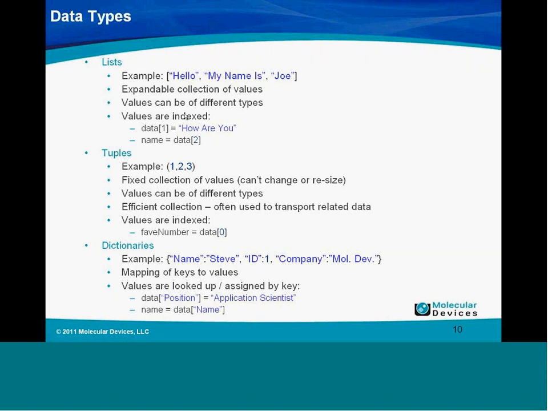A tuple is fixed. So once it has 3 values, once you assign it the first time, you can't add new values in, and you can't remove values from it. But otherwise, it's accessed the same way.